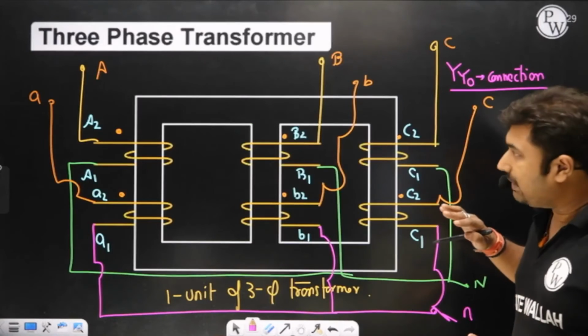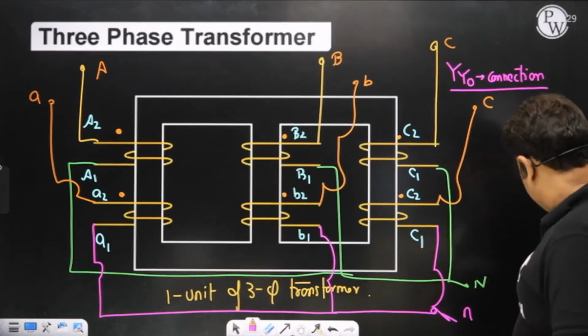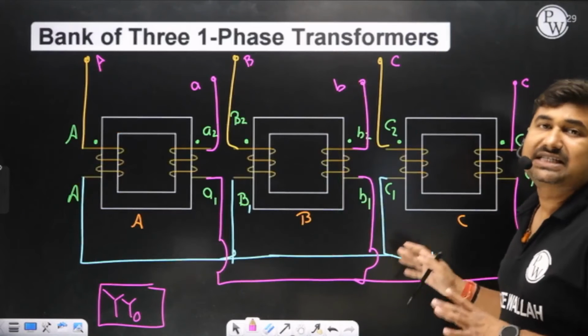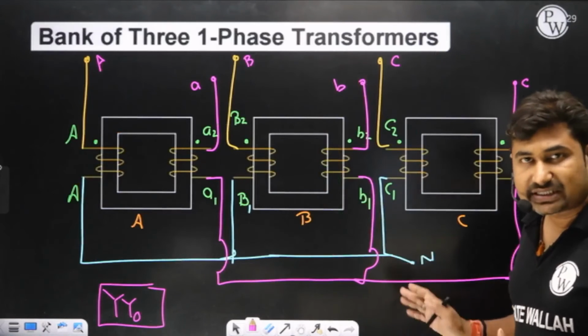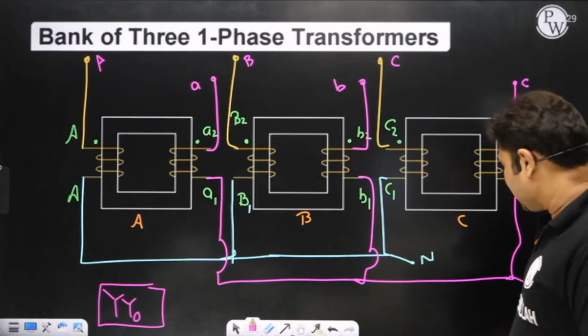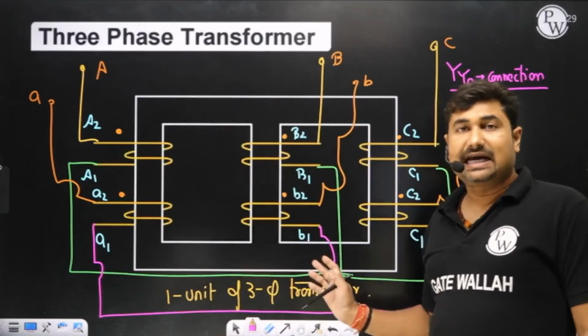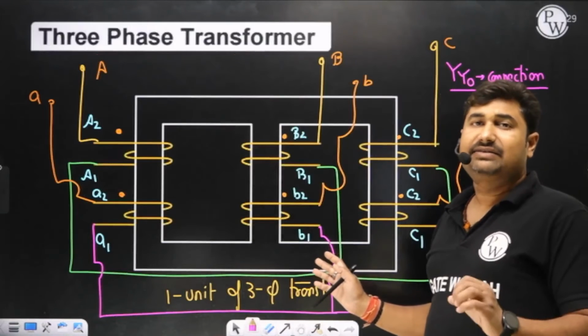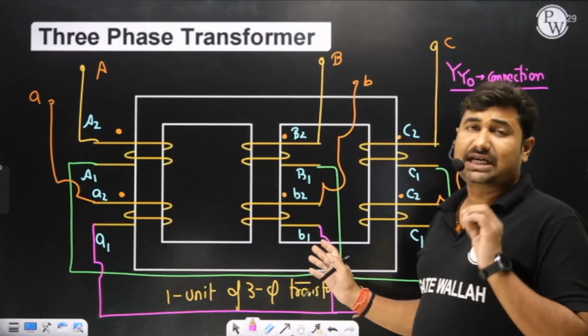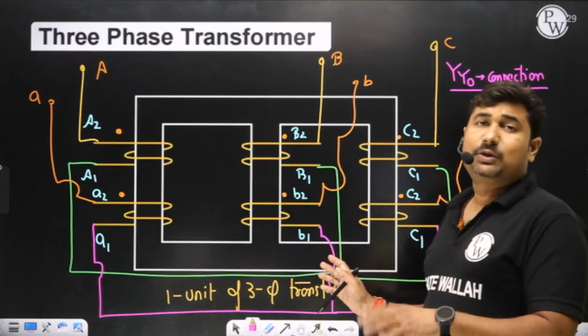So either we can go by the single unit of a 3-phase transformer, or we can go by a bank of 3 single phase transformers connected as a 3-phase transformer. Is it okay? Yes, sir. Once this single unit is designed, you can't change the connection, and in case any winding of the transformer gets damaged, your transformer needs to be repaired again.